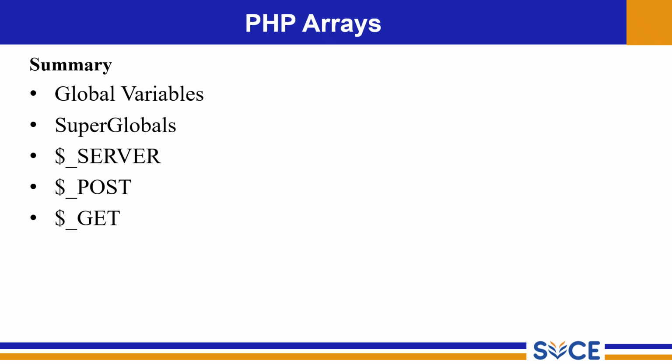Let us summarize what we have learned in this video lecture. We have learned what a global variable is and how to create them. We have seen how to access the global variables inside a function. Then we have seen super global variables such as SERVER, POST, and GET to access the details of the server, POST, and GET request details respectively.